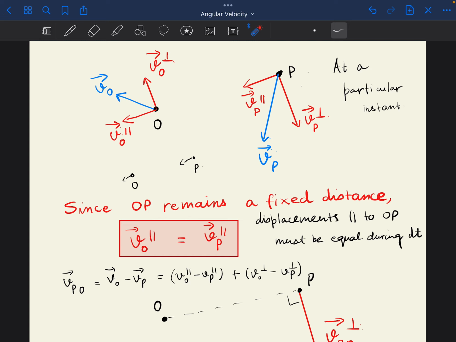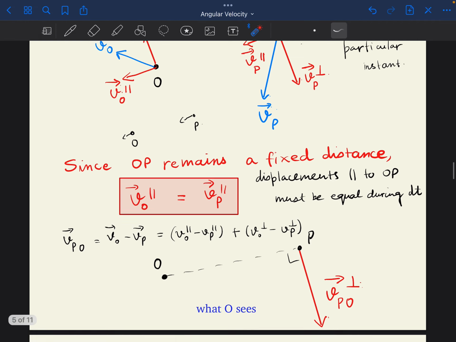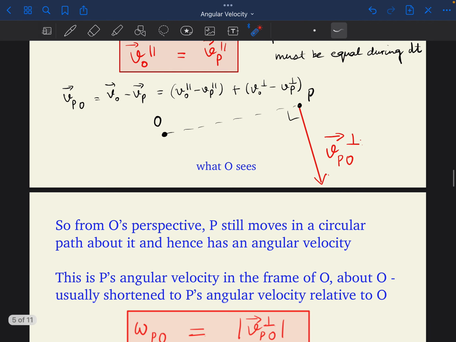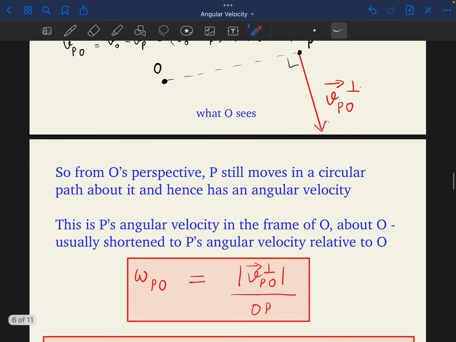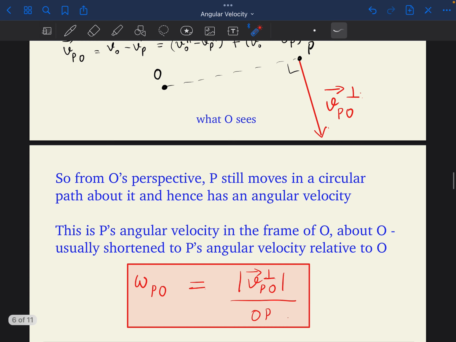That circular motion is not there as seen from the ground frame. But as soon as we enter the frame of O, again we see a circular motion happening. P is moving around O in a circular path. I hope you can all see this. P is moving around O in a circular path and therefore will have an angular velocity. This will all work out if we go into the frame of O.